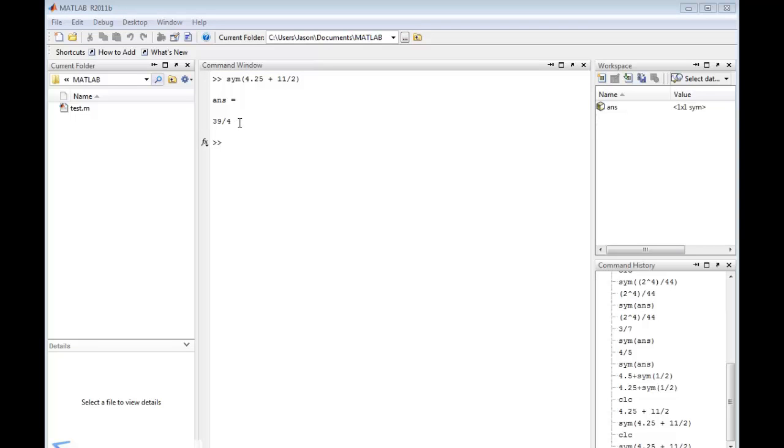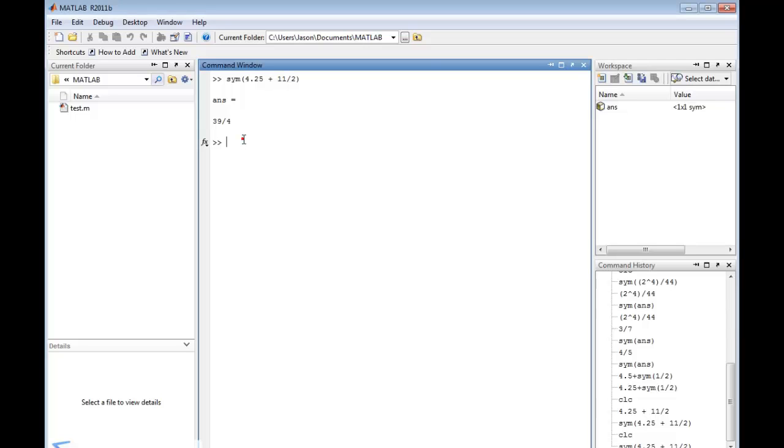Now, if I wanted the decimal equivalent of this, I could do the calculation again, sure, but there's a command that will take this last answer and convert it to a decimal number, and that command is double. If you take double and stick the last answer in there, you're going to get 9.75, which is the same thing you get when you actually perform the calculation. So keep that in mind.